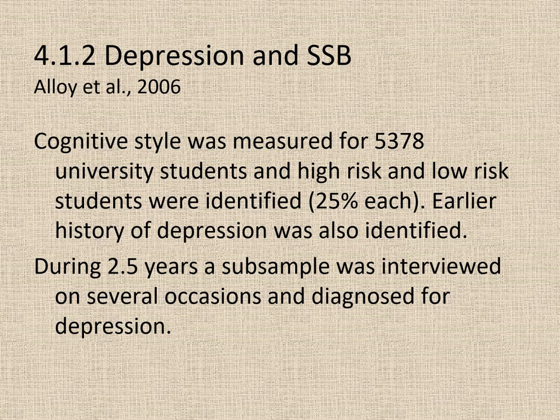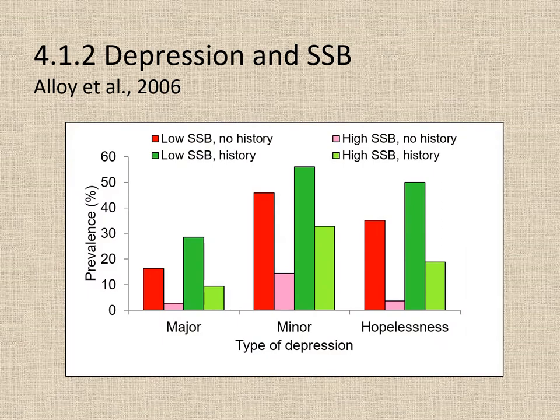Okay, so we receive these results. So the red and the pink bar, that's people with no history of depression. The red bar is low self-serving bias, and the pink is high self-serving bias. And for all three kinds of depressions, the risk is higher for those with low level of self-serving bias.